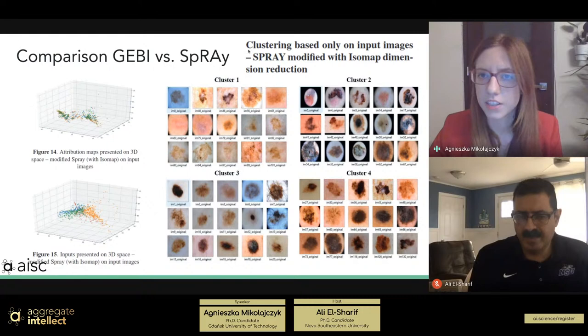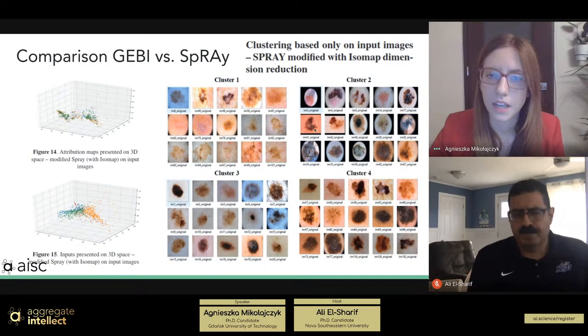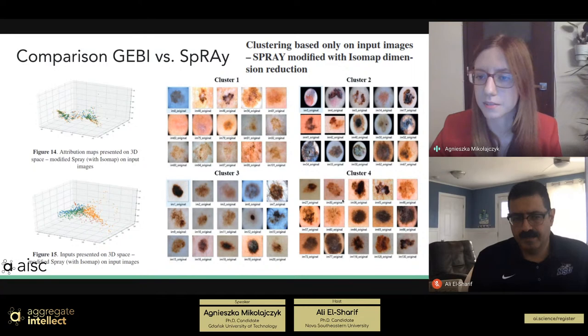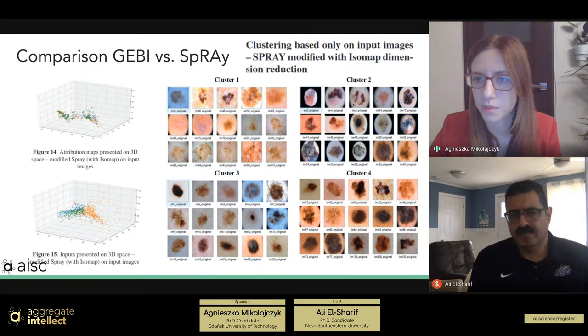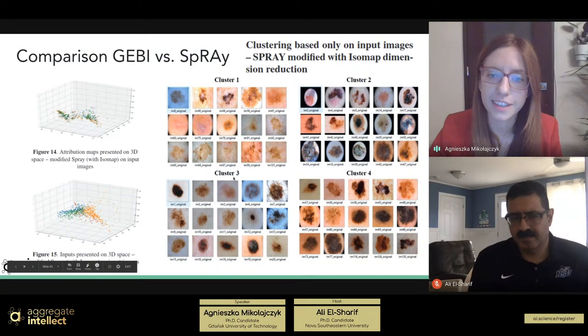And here, again, clustering based only on input images. And here is an interesting thing, because we achieved clusters that were based mostly on the color. So the second cluster seems to be the darkest one. Then we have the fourth cluster, and a slightly lighter cluster three, and the lightest cluster one.